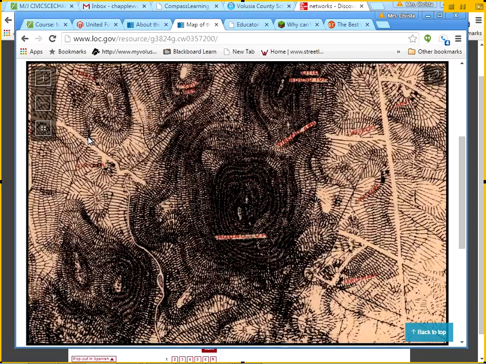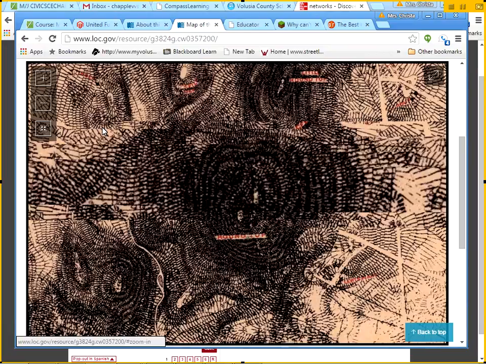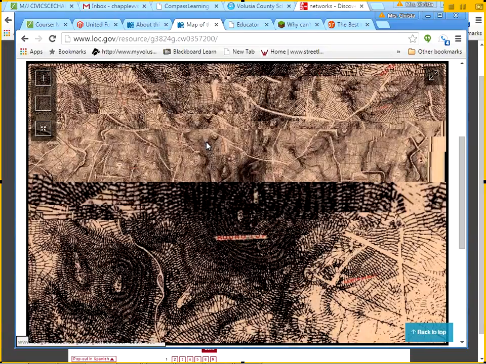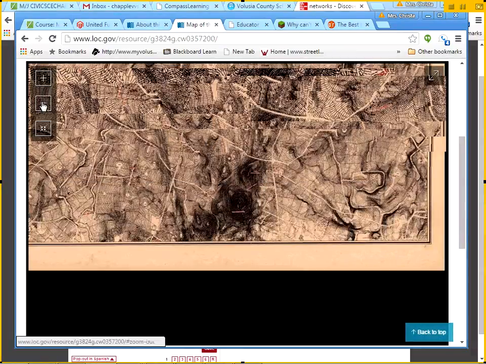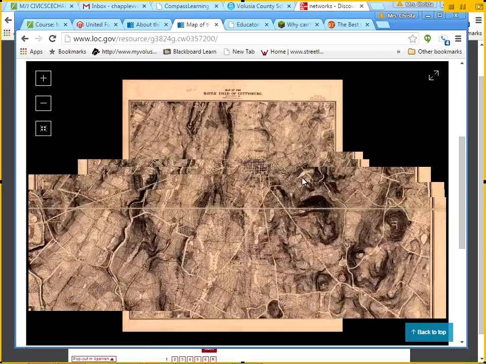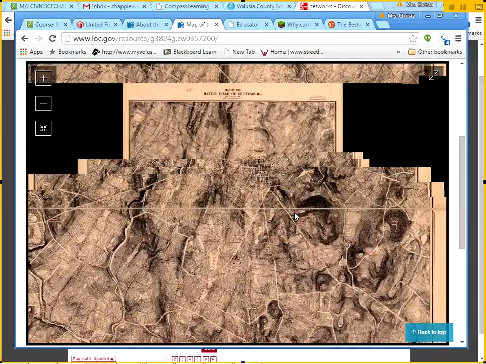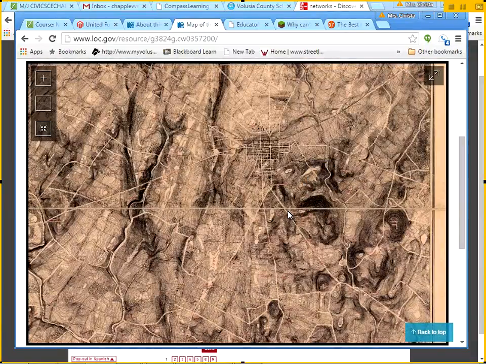What does this map tell you about the perception of the world at the time in which this map was created? Well, you know, you think about the time period, 1863. You know, people didn't have cell phones. They didn't even have cars. So, you know, you just have to kind of think of the context in which people would have looked at this map and try to do your best to answer those questions.